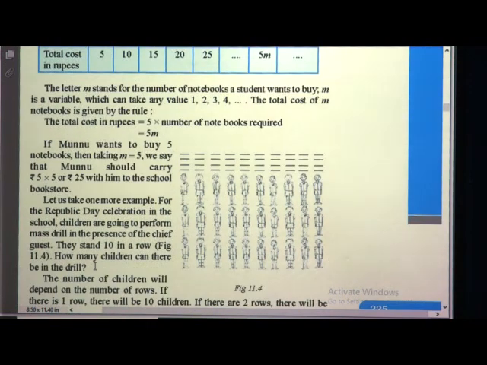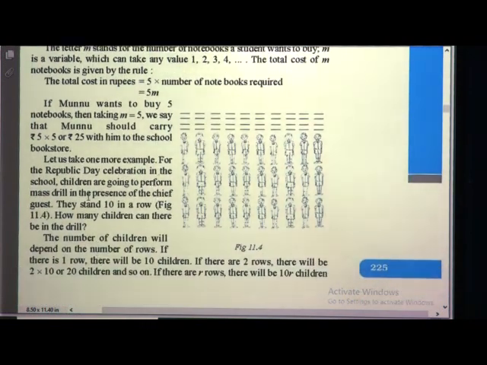Let us take one more example, for the Republic Day celebration. In the school, children are going to perform a mass drill in the presence of the chief guest. They stand 10 in a row. How many children can there be in the drill? So in one row 10 students can stand. The number of children depends upon the number of rows. If there is one row, 10 children. If there are 2 rows, 20 children. If 3 rows, 30 children.